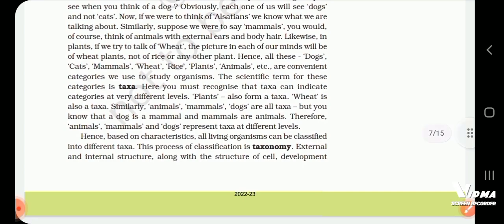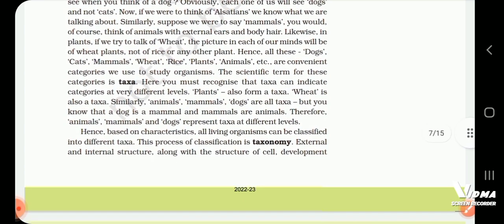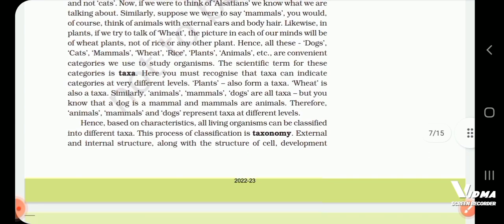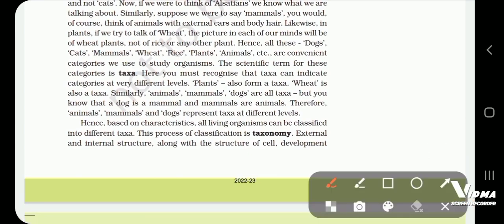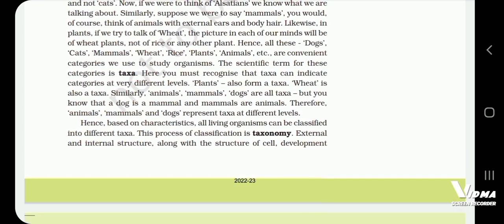Hence, all these dogs, cats, mammals, wheat, rice, plants, animals, etc. are convenient categories we use to study organisms. The scientific term for these categories is taxa. That is known as taxa.